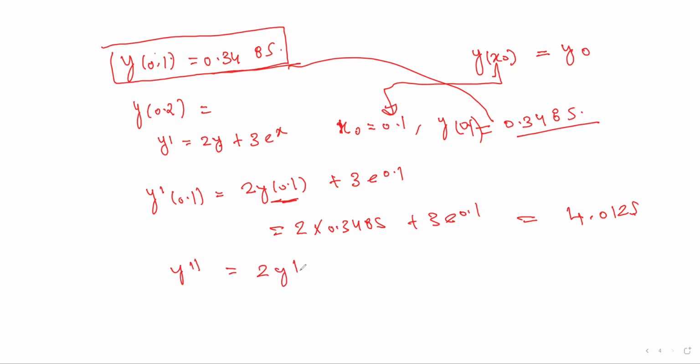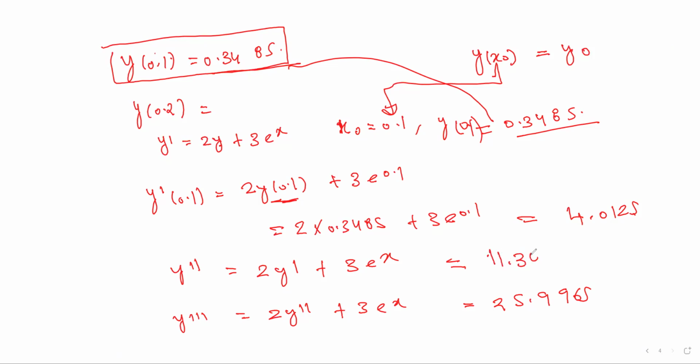That would be your 2y' plus 3e^x. Okay, same thing, y''' would be equal to 2y'' plus 3e^x. Now, with a similar procedure, if you calculate, this will come to 25.9965, and this y'' value will come as 11.3405. Now, if you put it the same way that I did previously, right?